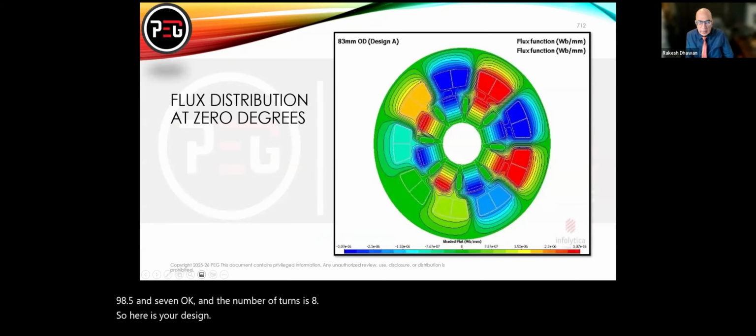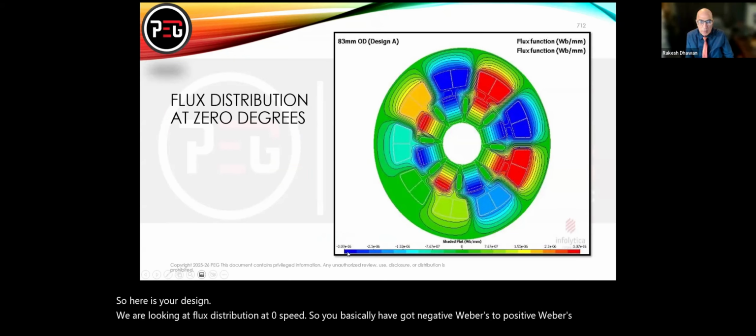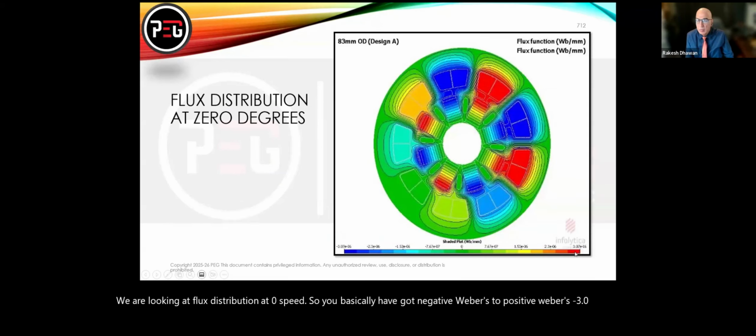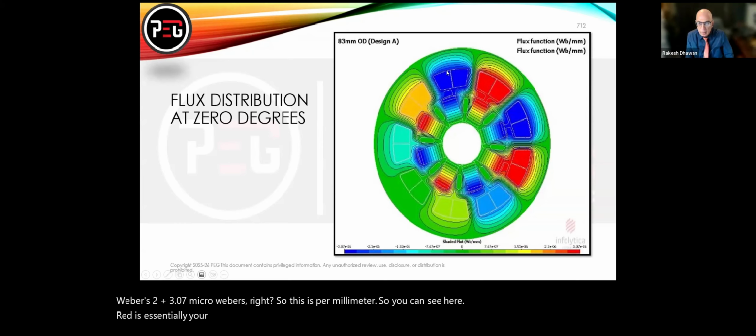We are looking at flux distribution at 0 speed. So you basically have got negative Webers to positive Webers, minus 3.07 microwebers to plus 3.07 microwebers, right? So this is per millimeter. So you can see here, red is essentially your north polarization, and then the blue is your south polarization, and you have these shades of colors in between.